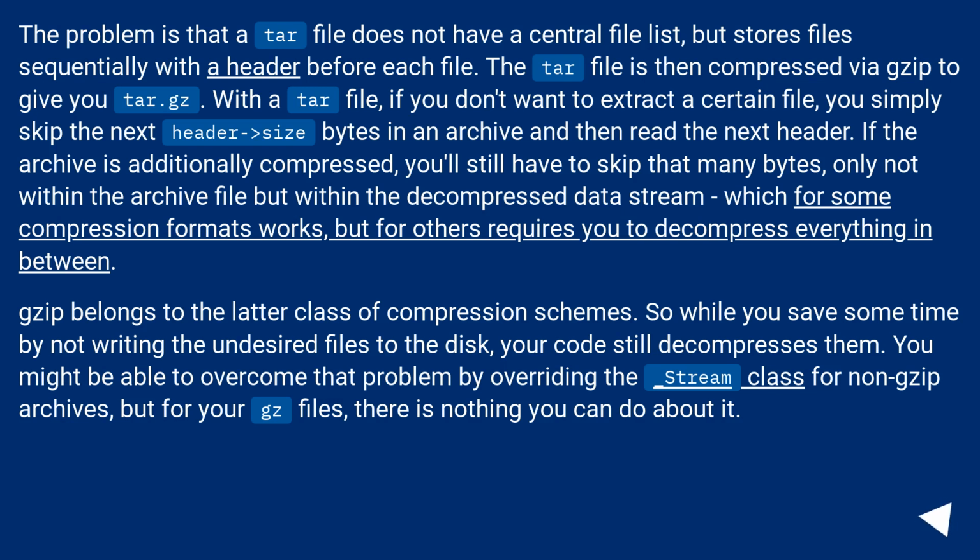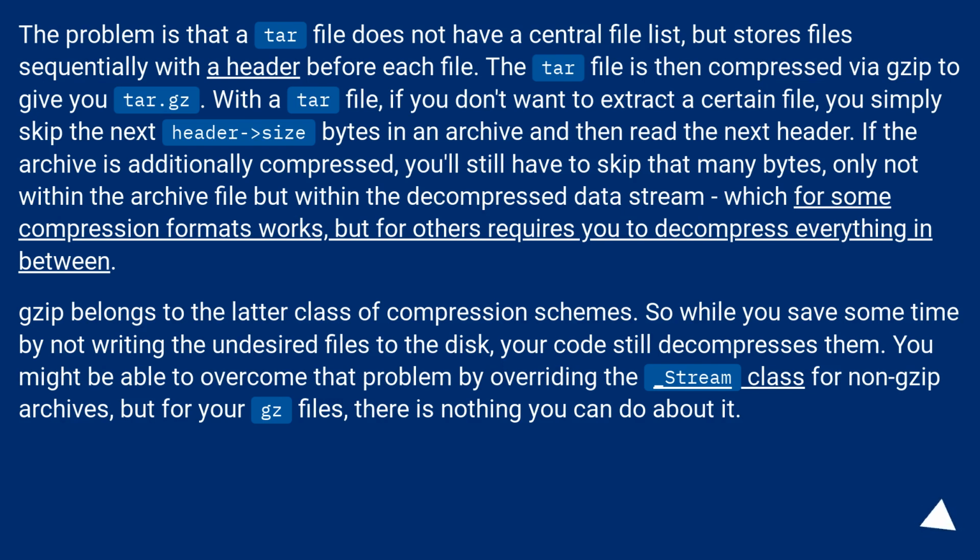The problem is that a tar file does not have a central file list, but stores files sequentially with a header before each file. The tar file is then compressed via gzip to give you tar.gz. With a tar file, if you don't want to extract a certain file, you simply skip the next header, size bytes in an archive, and then read the next header.